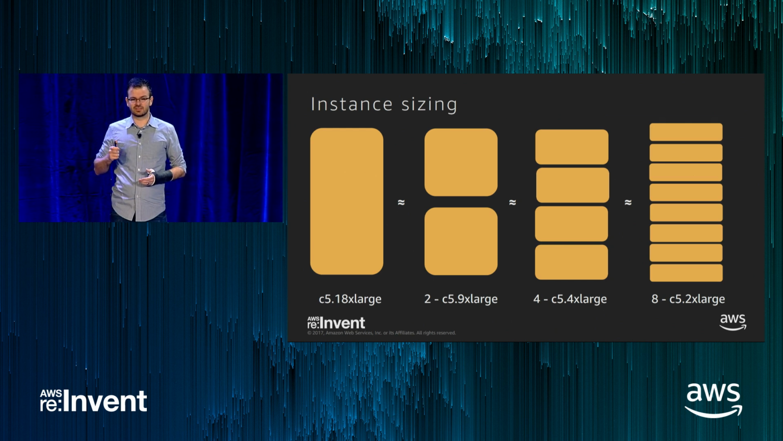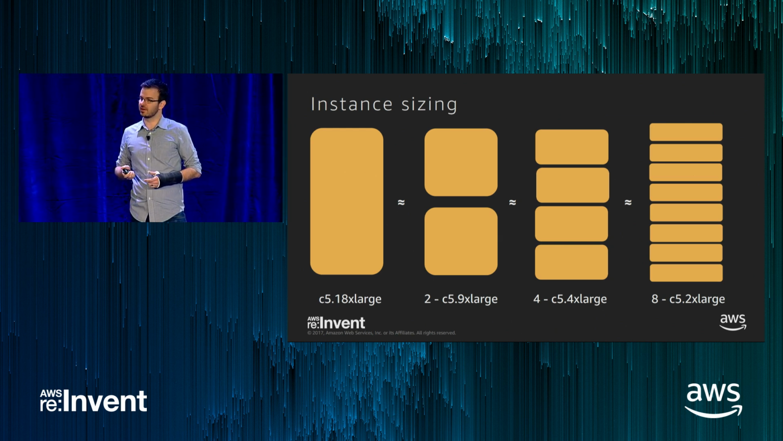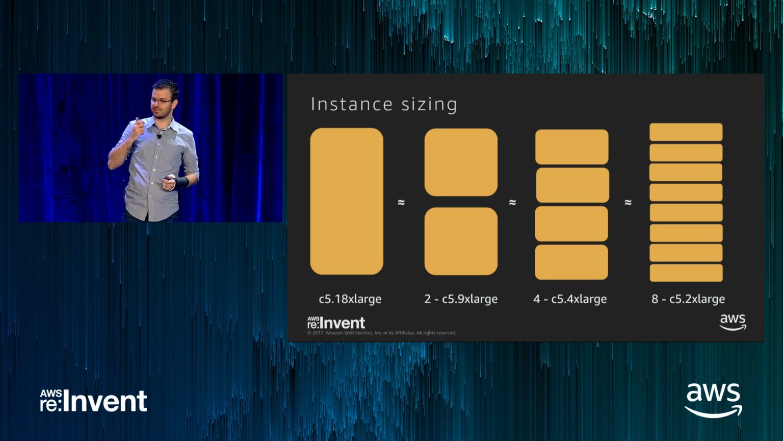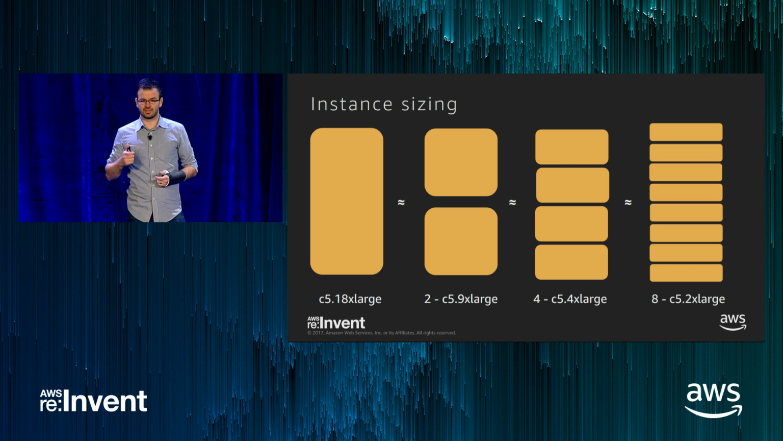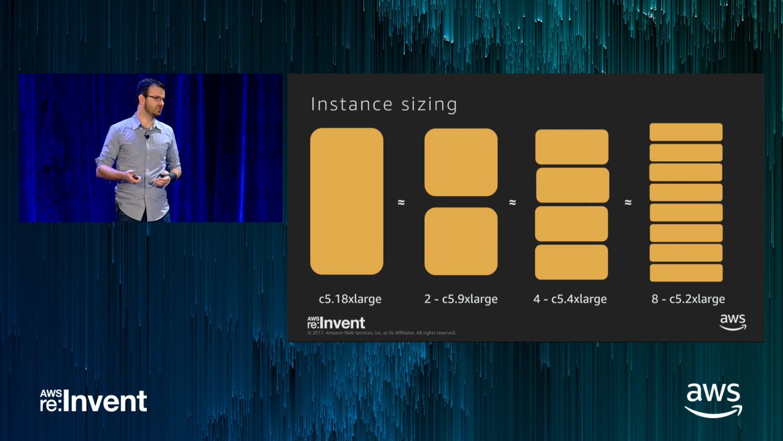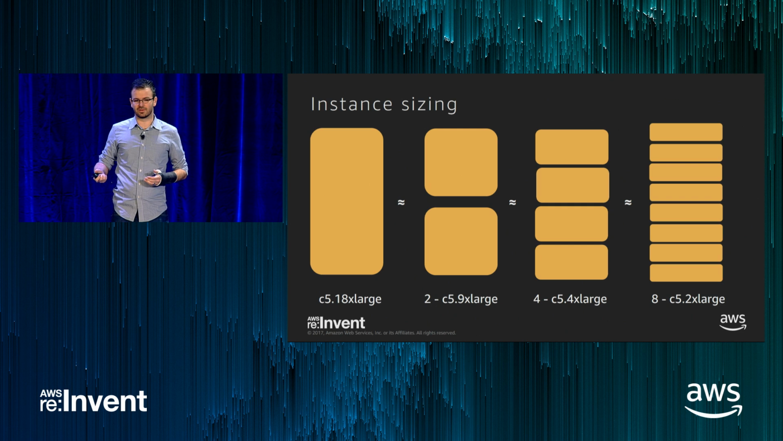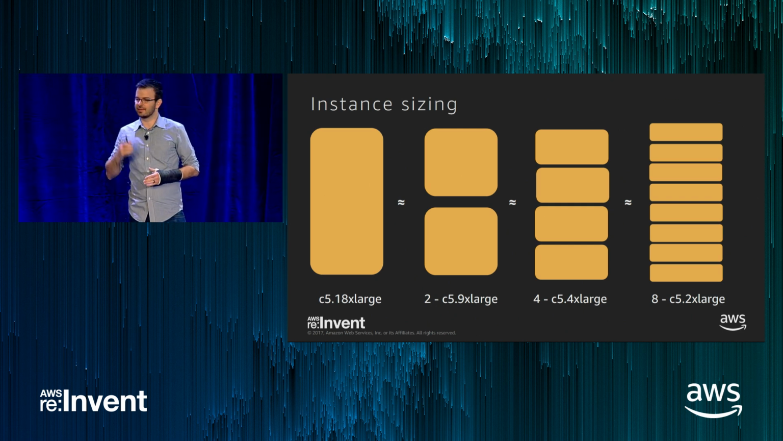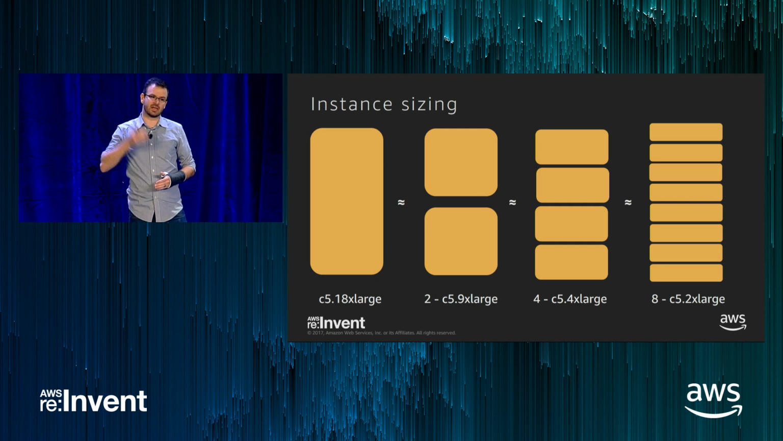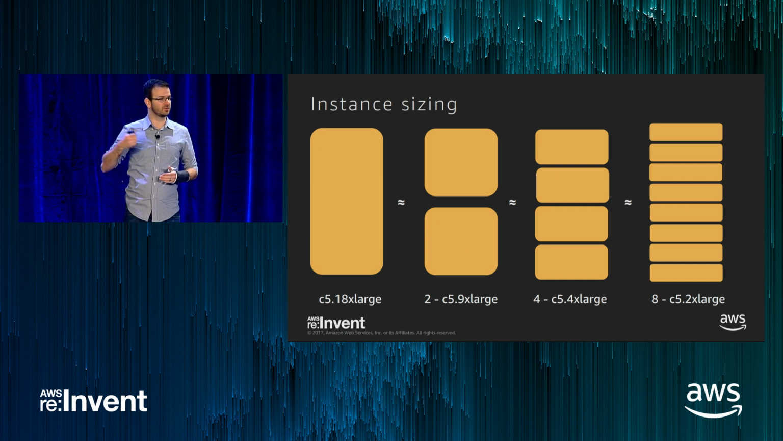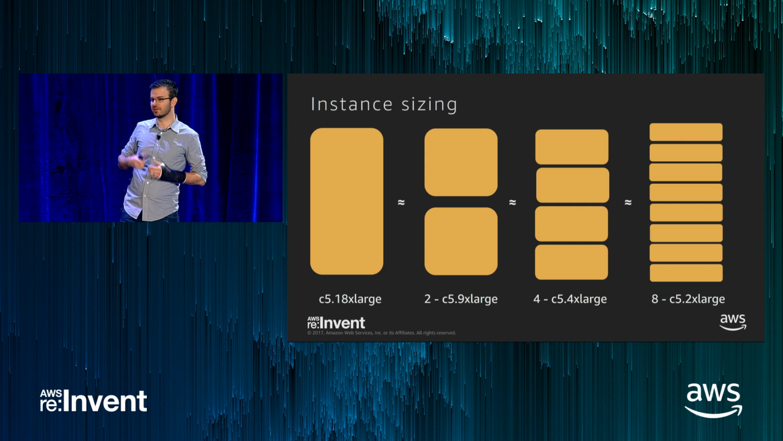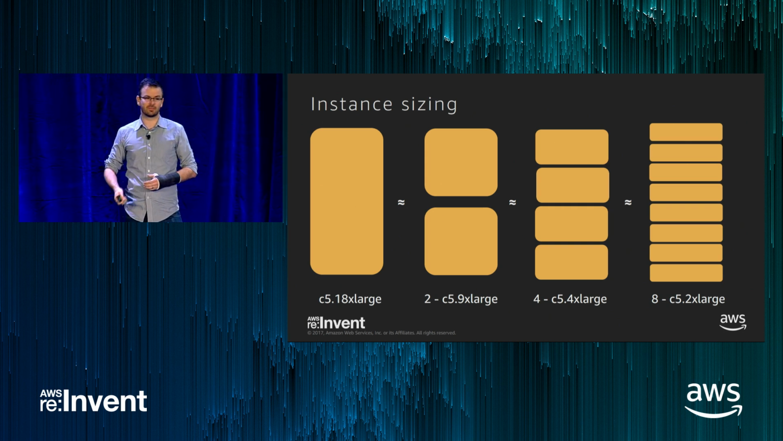Now that single C5 18x large is roughly equivalent in size to 2 of the C5 9x larges. So these are things like the number of virtual CPUs it has, the amount of memory that's available to it, even things like the network bandwidth that's available. And this keeps going down the line. As you go down each size, it roughly cuts the number of resources that you have in half. So if your application needs twice as much power, you can go up just to the next size.